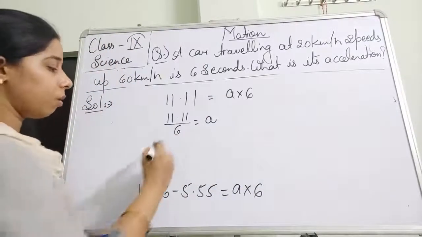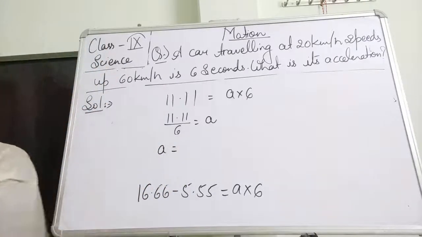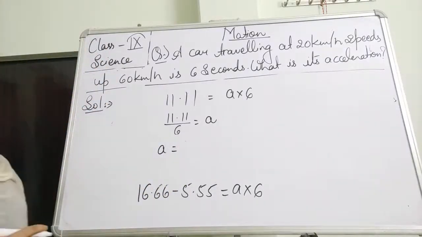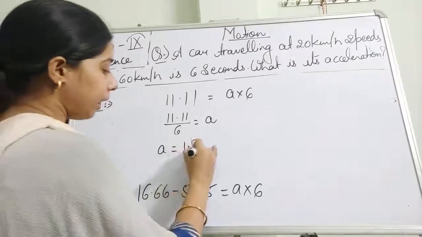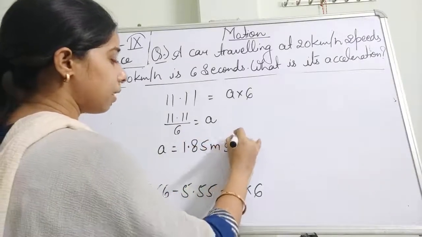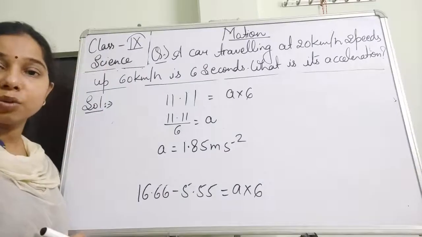Now when you divide it, the answer that you will get, students, will be equal to 1.85 meter per second square. This is the answer that you will get here.